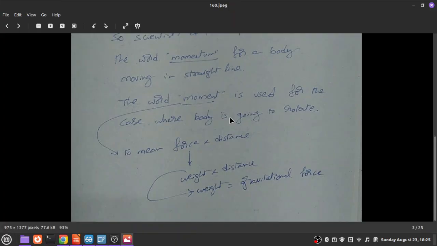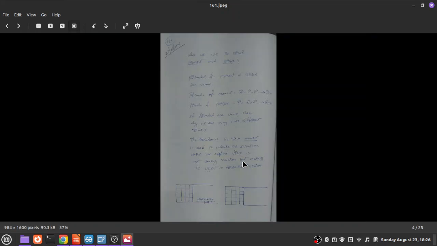So anyway, when mechanics was being studied very seriously in 1500 AD, the scientists introduced two concepts. One is momentum, another one is moment. Momentum is mass into velocity, and that concept is attached to the case where a body is moving along a straight line. The concept called moment is used where a force is causing rotation in the body. Moment is equal to force into distance, and that force is nothing but gravitational force, which is also called weight. Weight into distance entered into the science of mechanics.